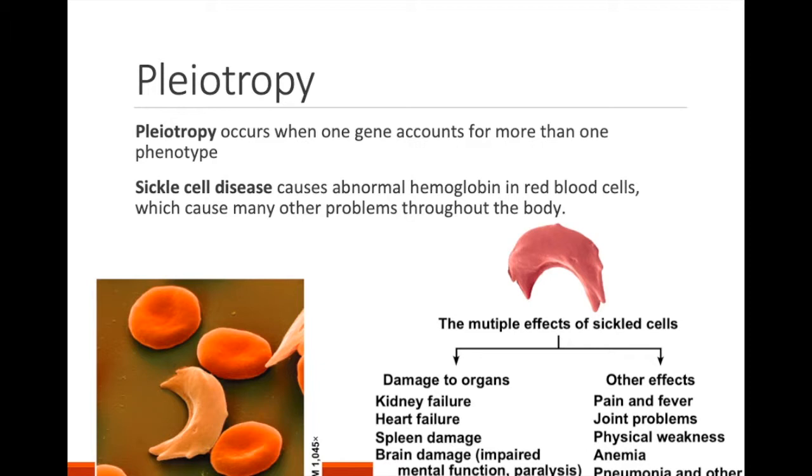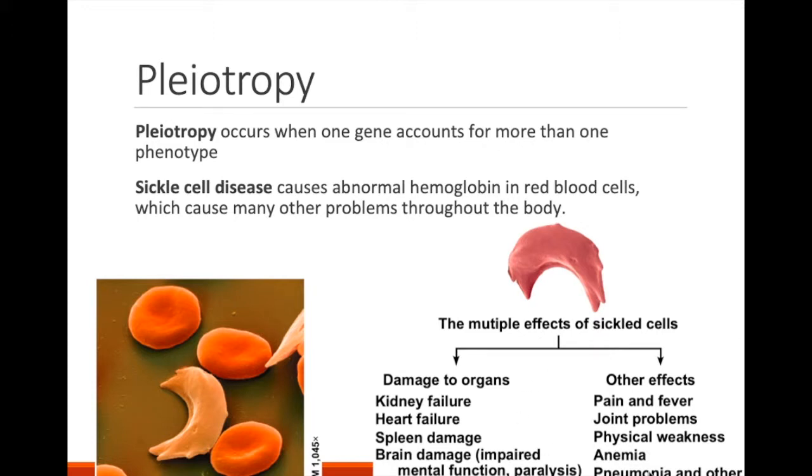Sickle cell disease is a mutation in the red blood cell hemoglobin proteins, which causes the red blood cells, instead of being discoid, like these red blood cells on the left, to look like these sickles, these little half moons. These half moons are pretty bad at carrying oxygen, and they tend to get stuck together in the circulatory system. So having this one mutation causes lots of different effects.